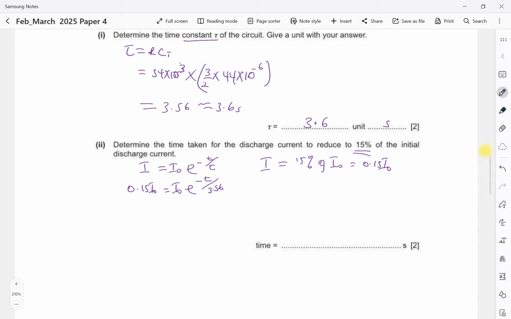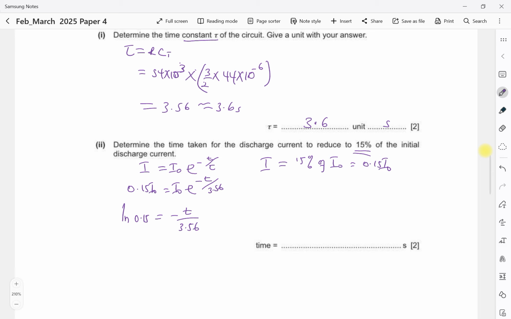3.56 or 3.6. So introducing natural logarithm, of course, I naught cancels out. So we have that ln of 0.15 is going to be equal to the power. Of course, when you get ln of e to the power of that, you only remain with the power. So that is equal to negative t divided by 3.56.